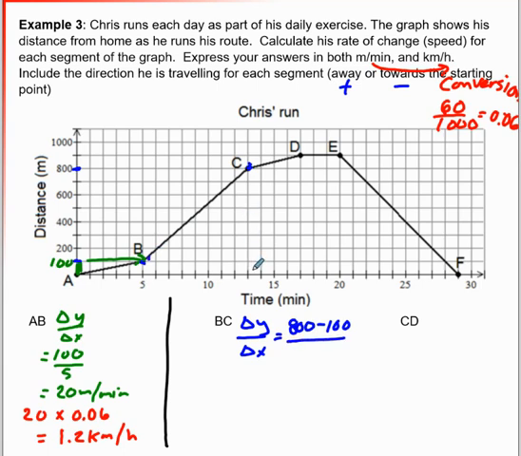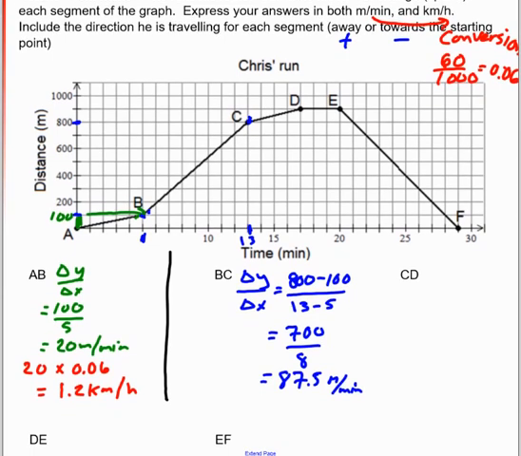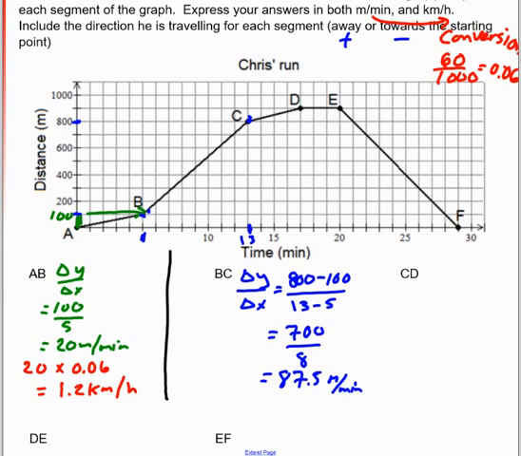The change in x, however, is this number. That must be 11, 12, 13. And we started at 5. So 13 minus 5. So 800 minus 100 is 700 over 8. So divide that, and we have a rate of 87.5 meters per minute. We're going to need a little bit more room here. And we're going to multiply that by 0.06.